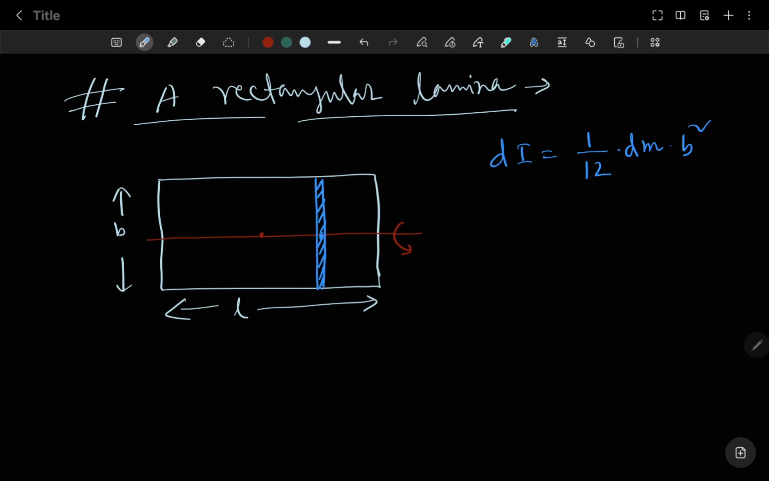So in order to calculate for the whole lamina, we can consider such rods. So we must integrate it. I will be 1 by 12 b square integral dm. So I will be 1 by 12 m b square.